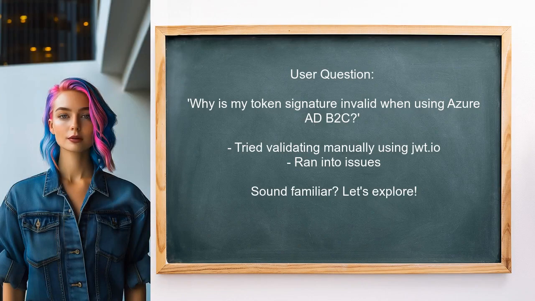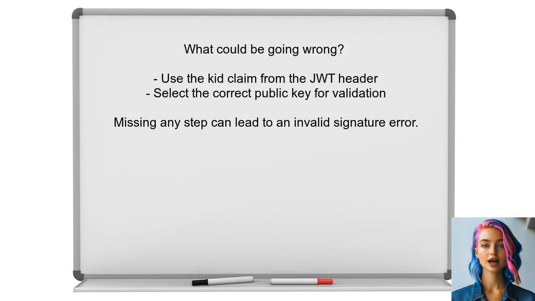Let's dive into the specific question at hand. One user recently asked, "Why is my token signature invalid when using Azure AD B2C?" They mentioned trying to validate the token manually using jwt.io, but ran into issues. Sound familiar? Let's explore this together. So, what could be going wrong?